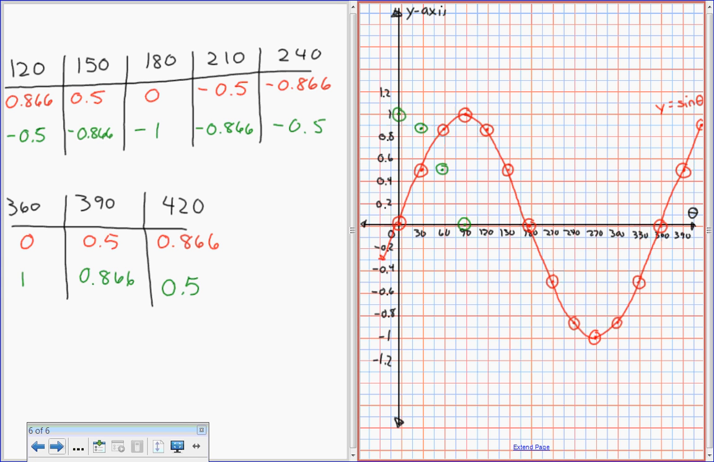All right, 120 is going to be negative 0.5. 150 is going to be negative 0.866. 180 is going to be negative 1. 210 is going to be negative 0.866. 240 is going to be negative 0.5. 270 is 0. 300 is 0.5. 330 is 0.866. And 360 is 1.